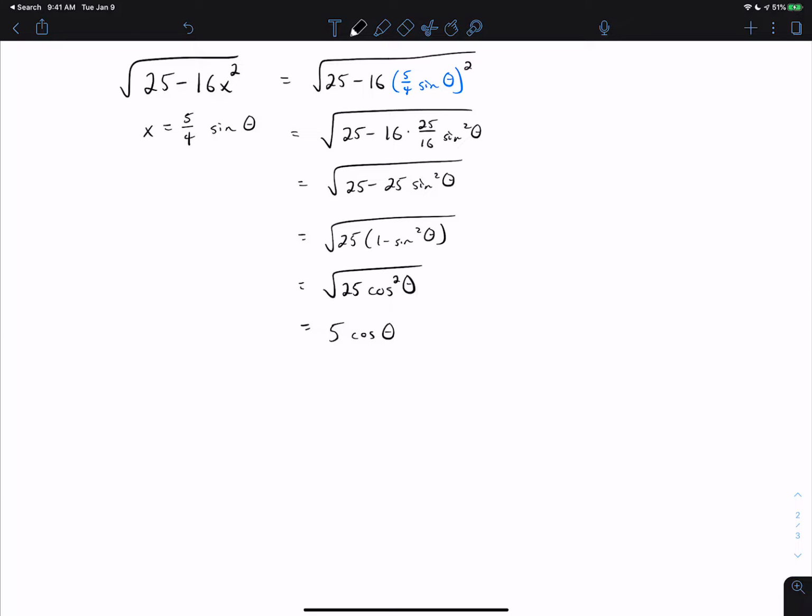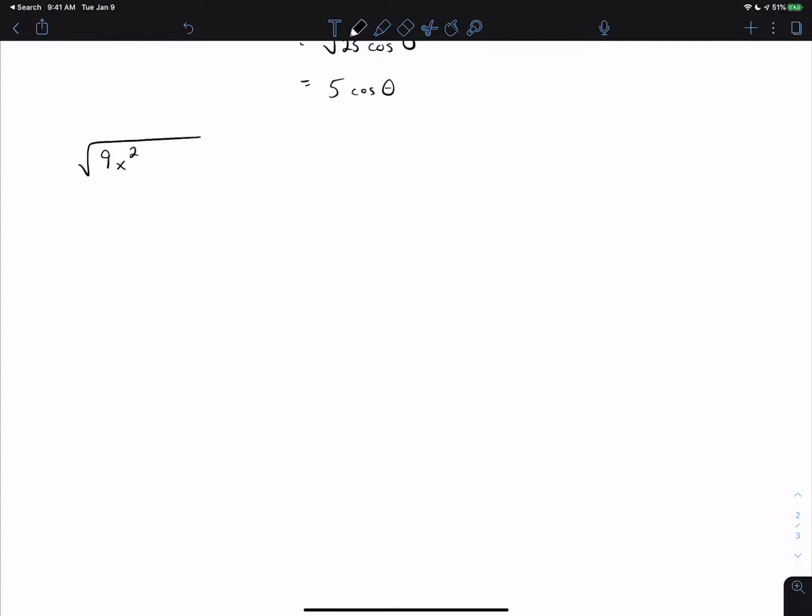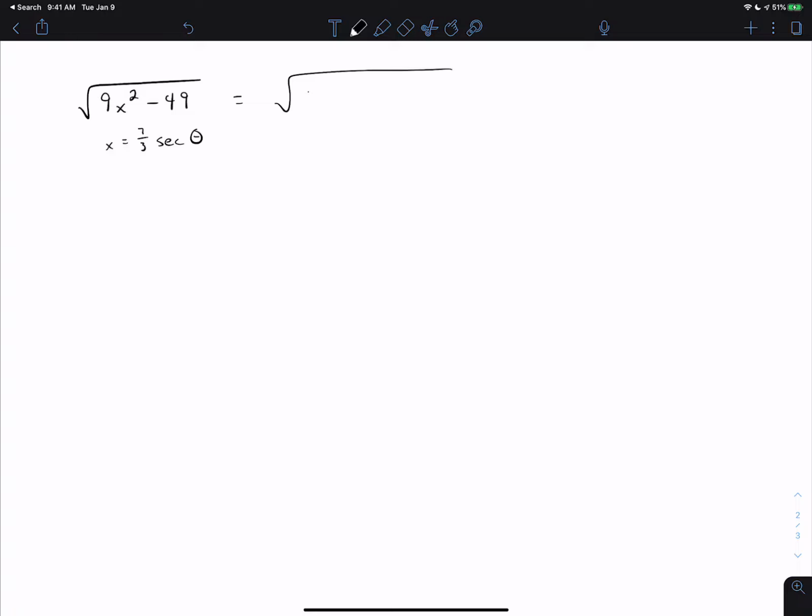Okay, now I want to do another one before we talk about how to choose these substitutions. So let's say I have the square root of 9x squared minus 36. Let's not do 36. Let's do 49 here. So the square root of 9x squared minus 49. So in this case, we're going to choose for x to equal 7 over 3 secant theta. What that lets us do is it lets us replace the x with 7/3 secant theta.